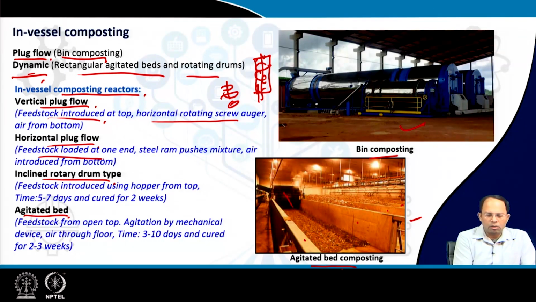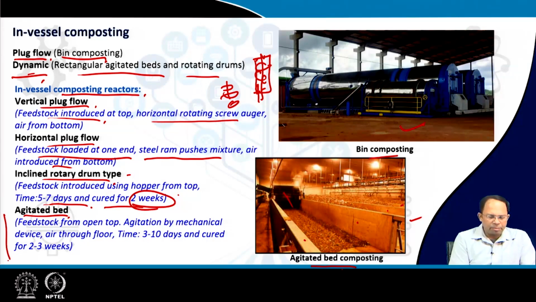Horizontal system: feedstock is loaded at one end, a steel ram pushes the mixture, and air is introduced from the bottom and also exhausted. So we push the garbage from one side and from the other side it comes out. Inclined rotary drum type: feedstock is introduced using a hopper from the top, so it is continuous introduction of waste. It takes 5 to 7 days and then is eventually cured for 2 weeks. Any kind of in-vehicle composting or any kind of composting requires curing. So for 2 weeks we have to cure the compost after it comes out.